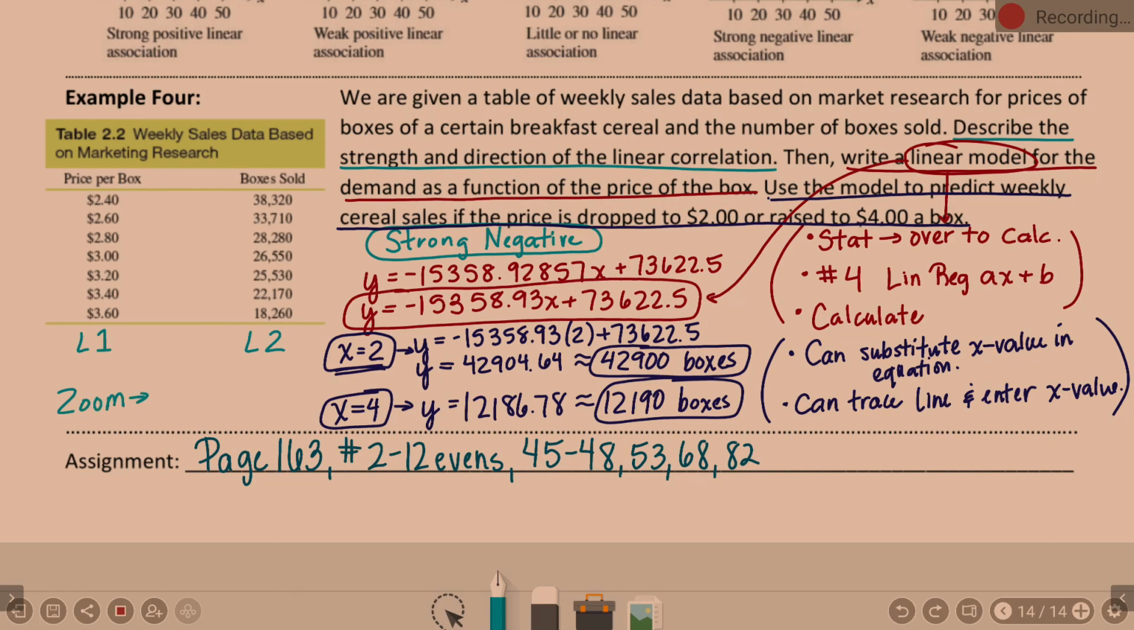The other thing I'm going to write here is, what did we use? We used Zoom Stat to get a good viewing window. So if that was something you wanted to write down.